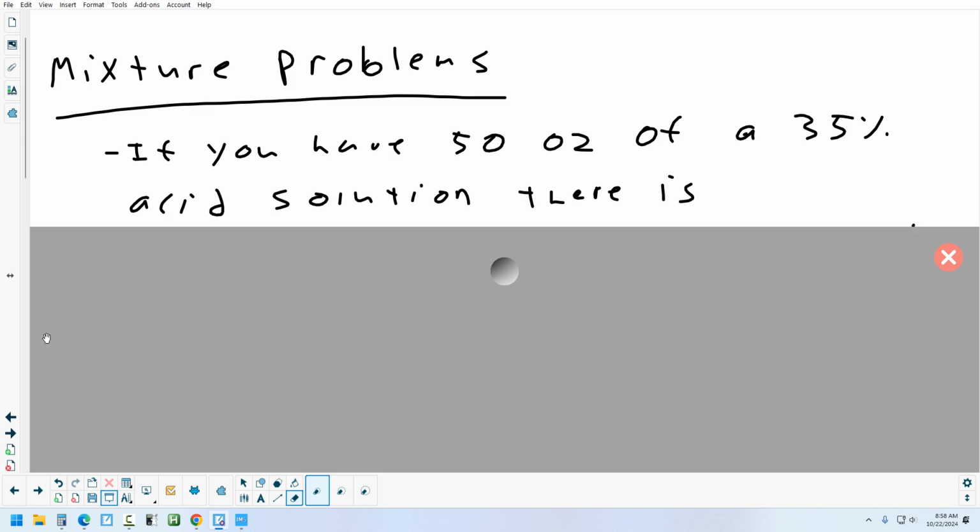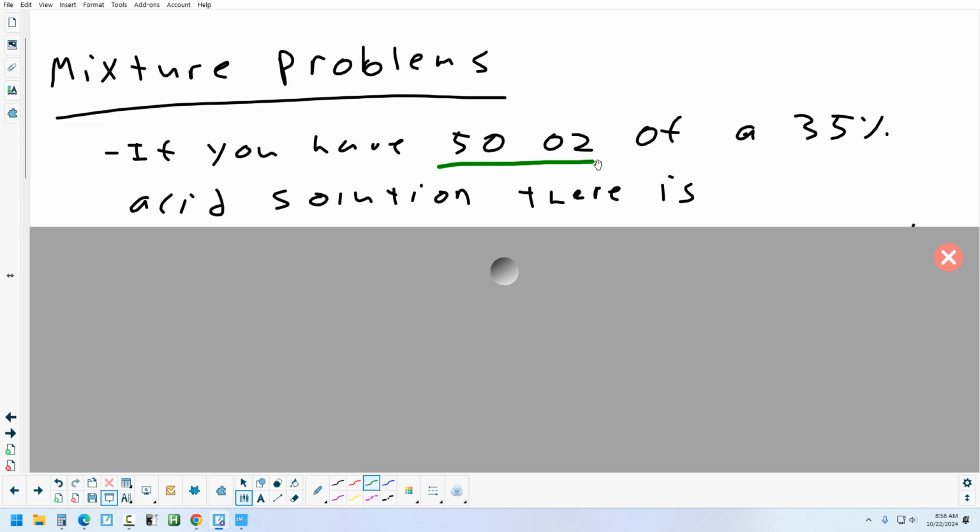Okay, what they're going to do is they'll give you an amount of liquid you have in front of you, and then they're going to give you a percentage. This percentage, it's like a concentration. It's how concentrated the solution is. This particular solution is a 35% concentration of acid. So that means out of the 50 ounces that are in the jar, 35% of the liquid is acid, and maybe the other 65% it's diluted with water or something like that.